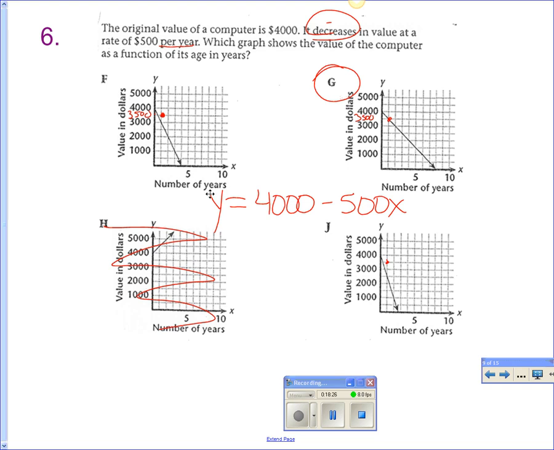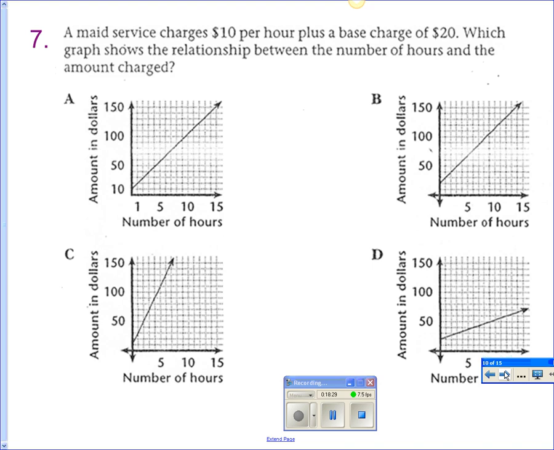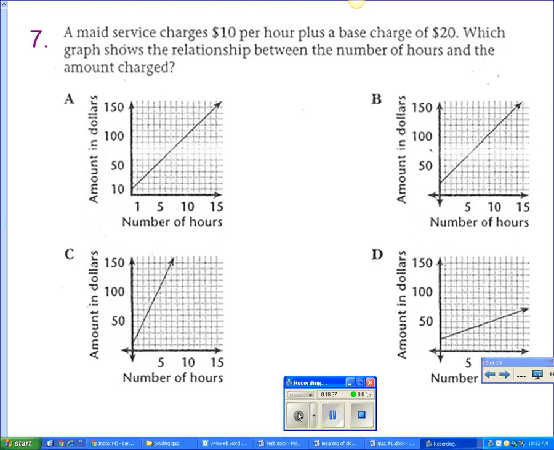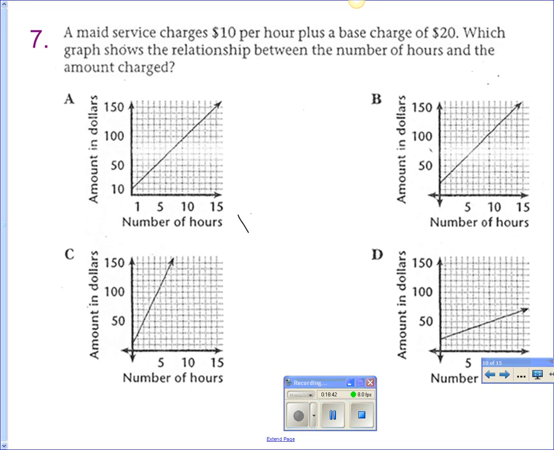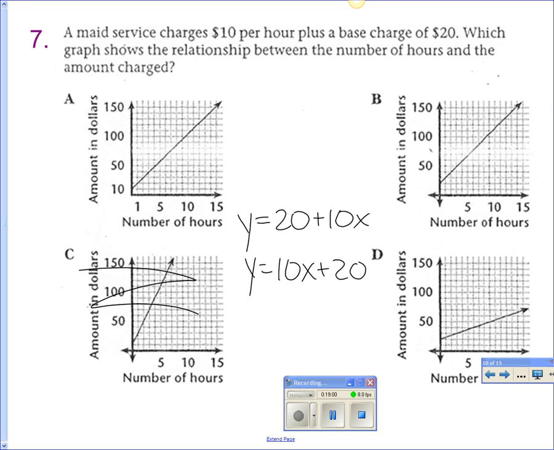All right. Number 7, a maid service charges $10 per hour plus a base charge of $20. Which graph shows the relationship between the number of hours and the amount charged? All right. Andrew, what did you put for your Y equals? Good. You could also put y equals 10x plus 20. Okay. Levi, what's a graph that you marked out that you knew wasn't right? All right, because it didn't start at 20. All right, C kind of starts a little below 20.